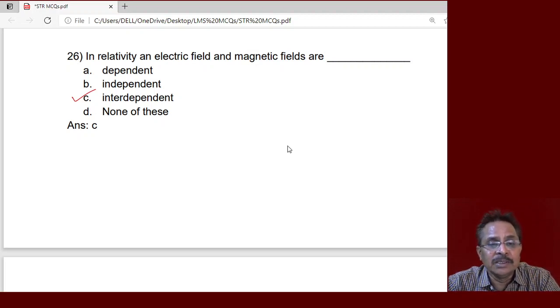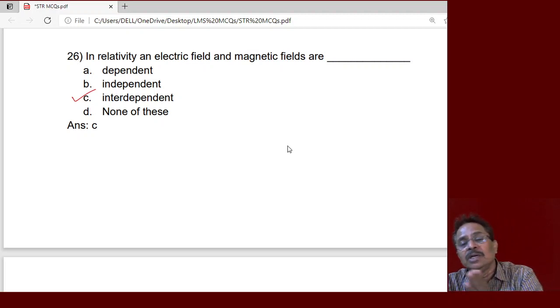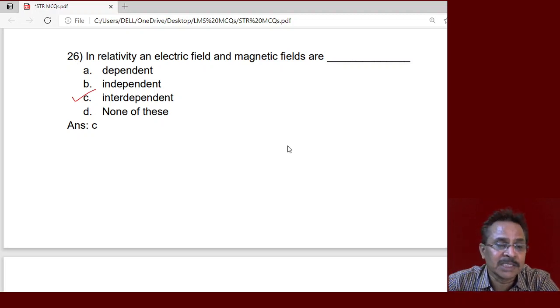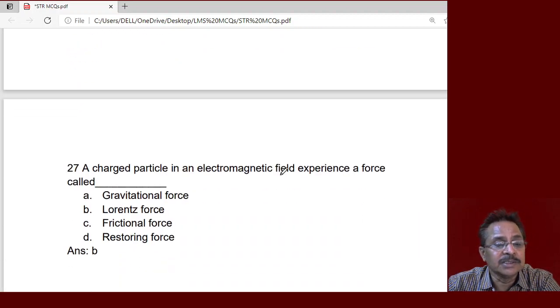Sometimes the energy of the object or the particles in the electric field gets converted into magnetic energy, and magnetic to electric. This type of conversion always takes place. So both of these fields are said to be interdependent, and hence question number 26, correct answer is C.